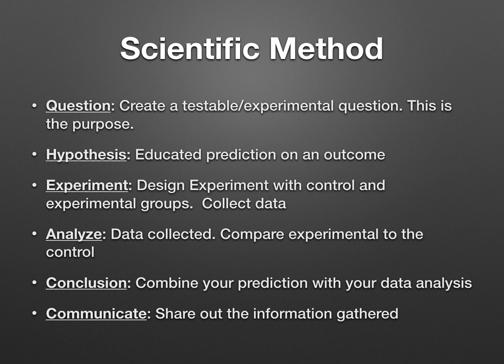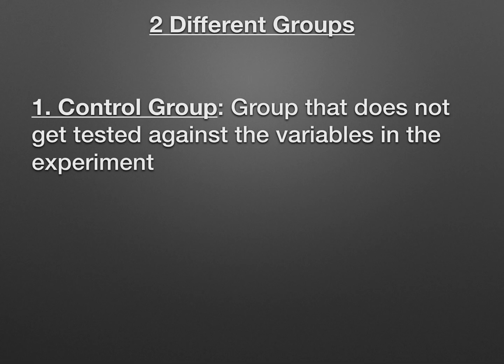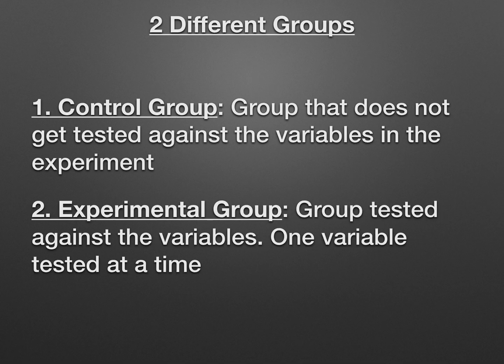Now, on the back side of your footnotes, we have designing an experiment, groups, variables, types of data. First, we're going to talk about 2 different groups. The first group is called the control group. This is the group that does not get tested against the variables in an experiment. Lots of times when doctors issue new prescription drugs to the public, they will test on people if these actually work. The control group gets a fake pill, and the experimental group gets the real pill.